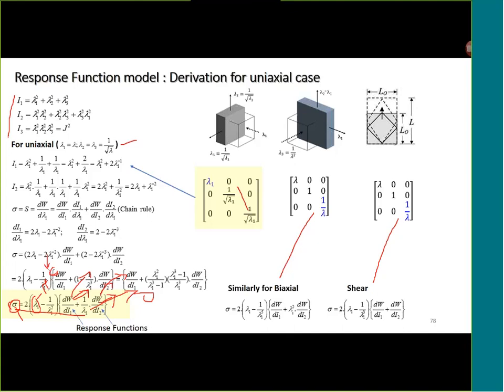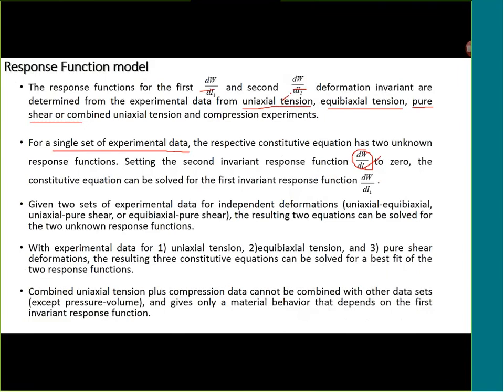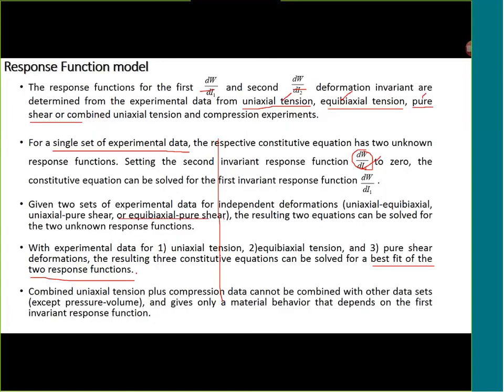But assume a scenario where we have all three test data. We have uniaxial tension, biaxial tension, and pure shear. In such a case, we have two unknowns but three equations. The equation becomes kind of an over-constrained equation. So what we will do is use the best fit of the two response functions that is derived from the three experimental data.